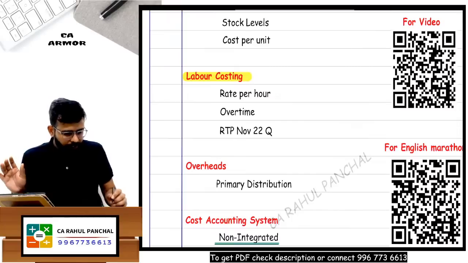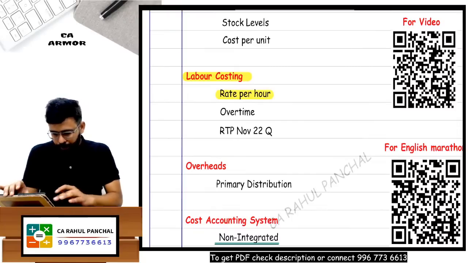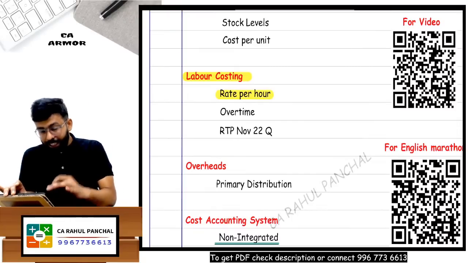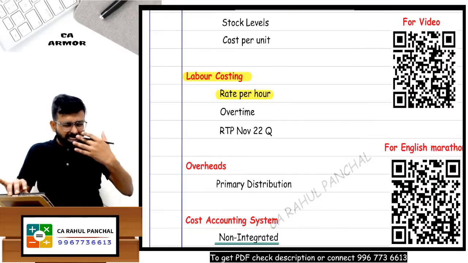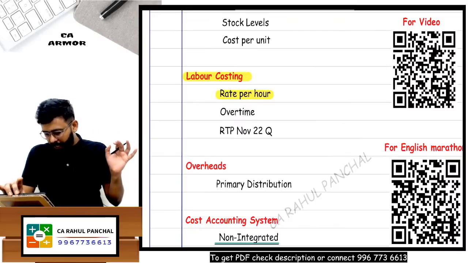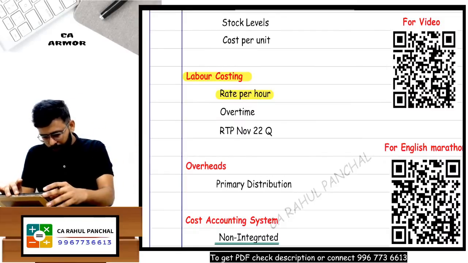What is important? What do you feel will come? It is rate per hour. So let us do those questions. Helser-Owen has come many times. There is still always a probability, but because it came many times, now I am going other than Helser-Owen. So let us do the questions which are other than Helser-Owen, the rate per hour ones.